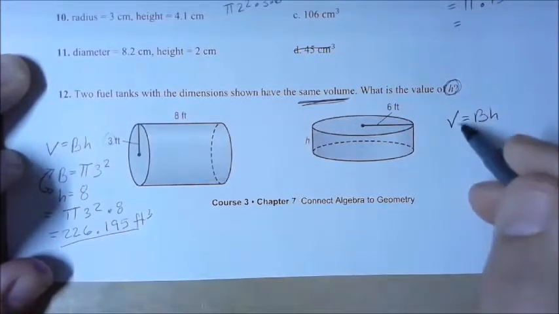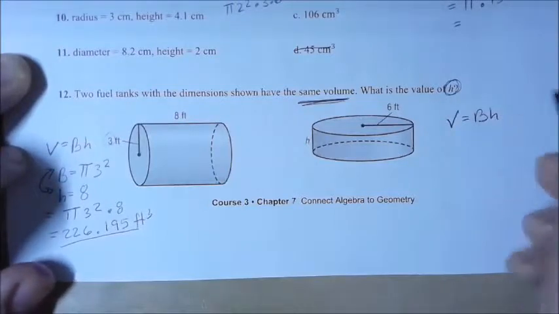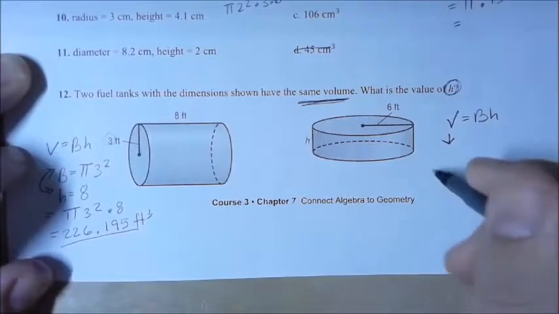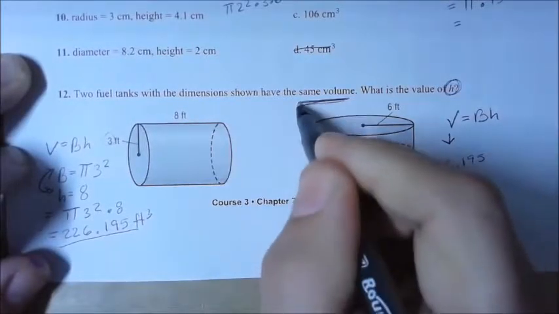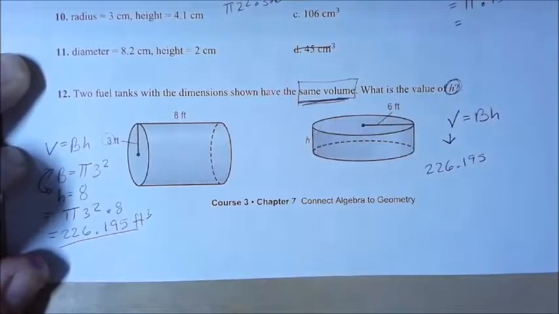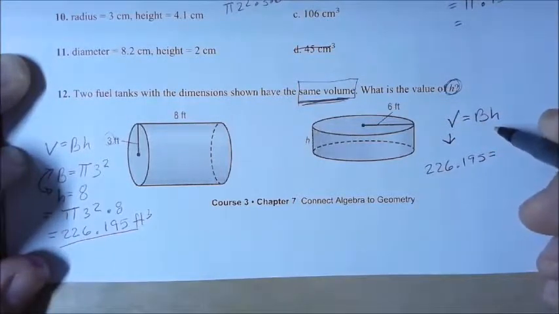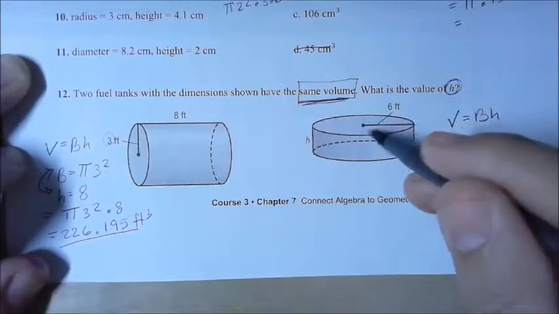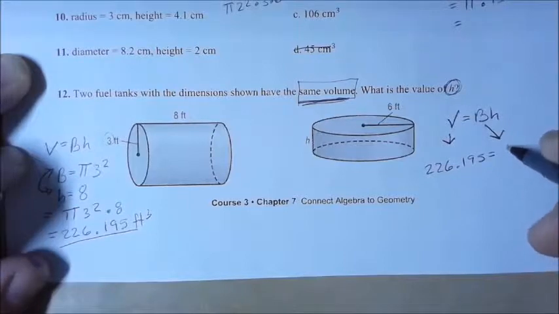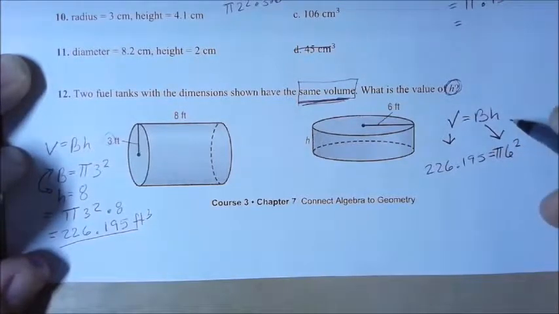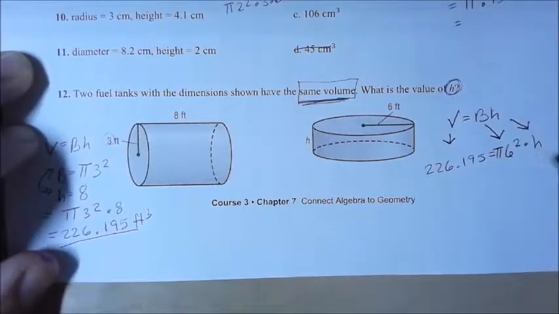We say, okay, we know V is equal to B times H. We know what V is. We know that the total volume is 226.195 because it said that they have the same volume. So I'm just going to fill that in for V. Then I'm going to put equals. And we know what the radius is because it says 6. So we know big B. Big B is going to be pi times 6 squared. What we don't know is H. So that's times H.